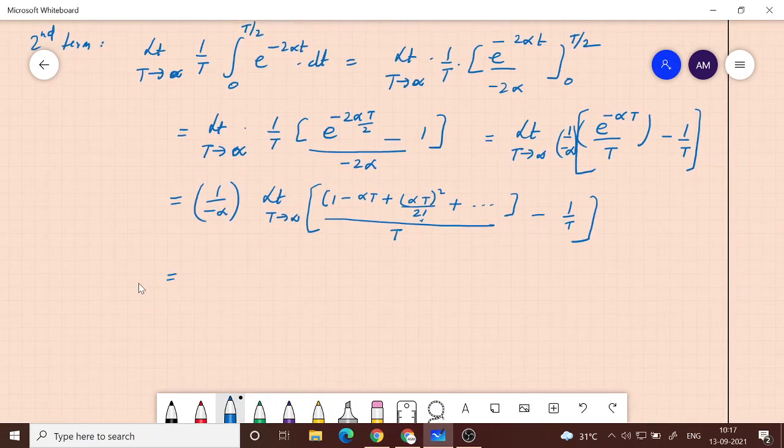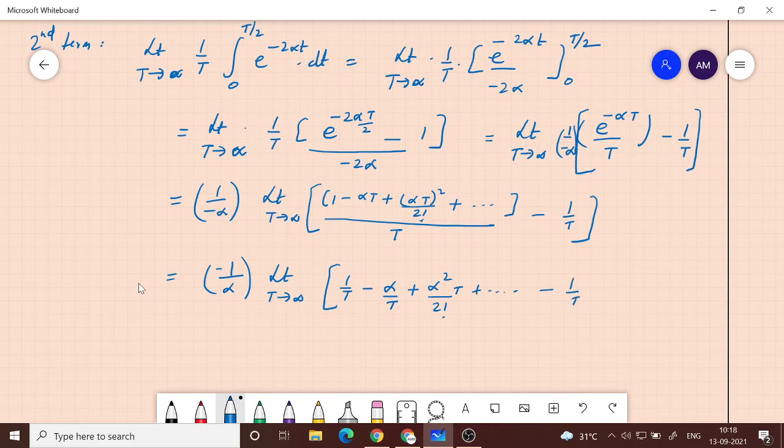So this is equal to 1 by minus 1 by alpha limit t tends to infinity. You can divide throughout by t, so this will be 1 by t minus alpha by t plus alpha square t by 2 factorial plus etc. minus 1 by t. So we can cancel this.